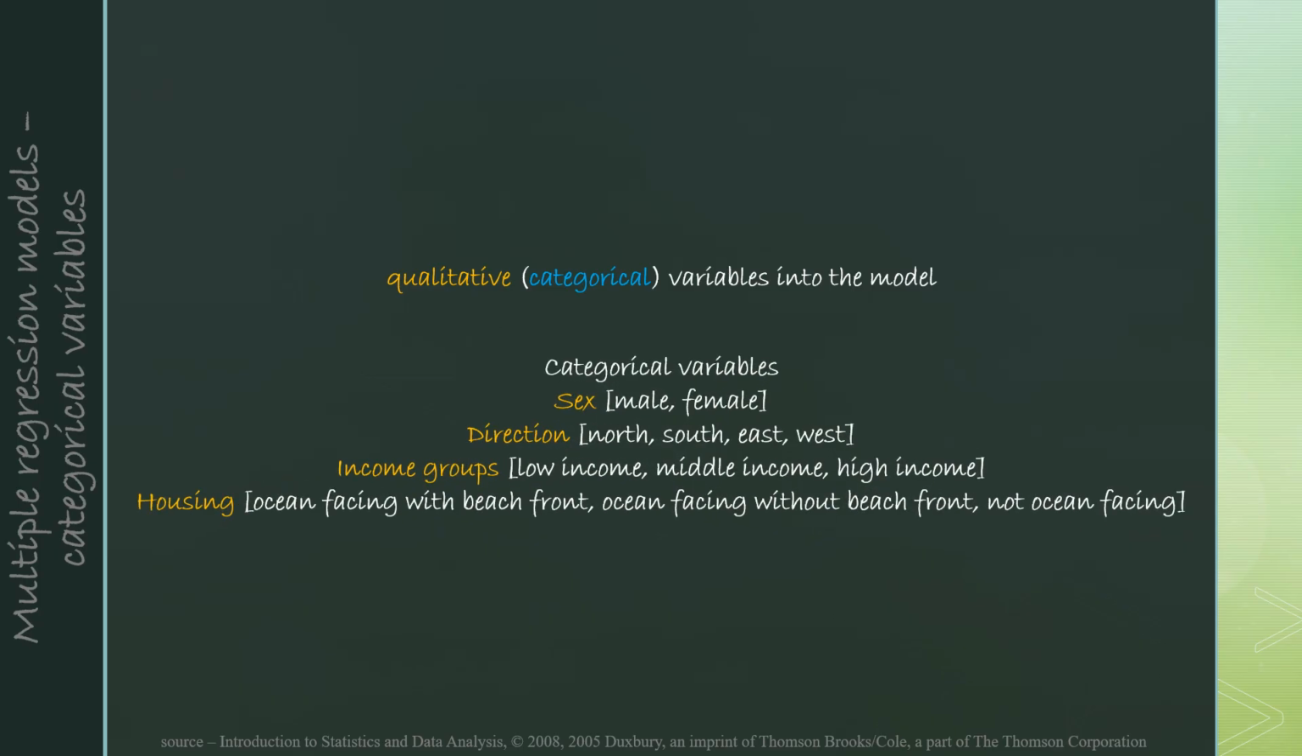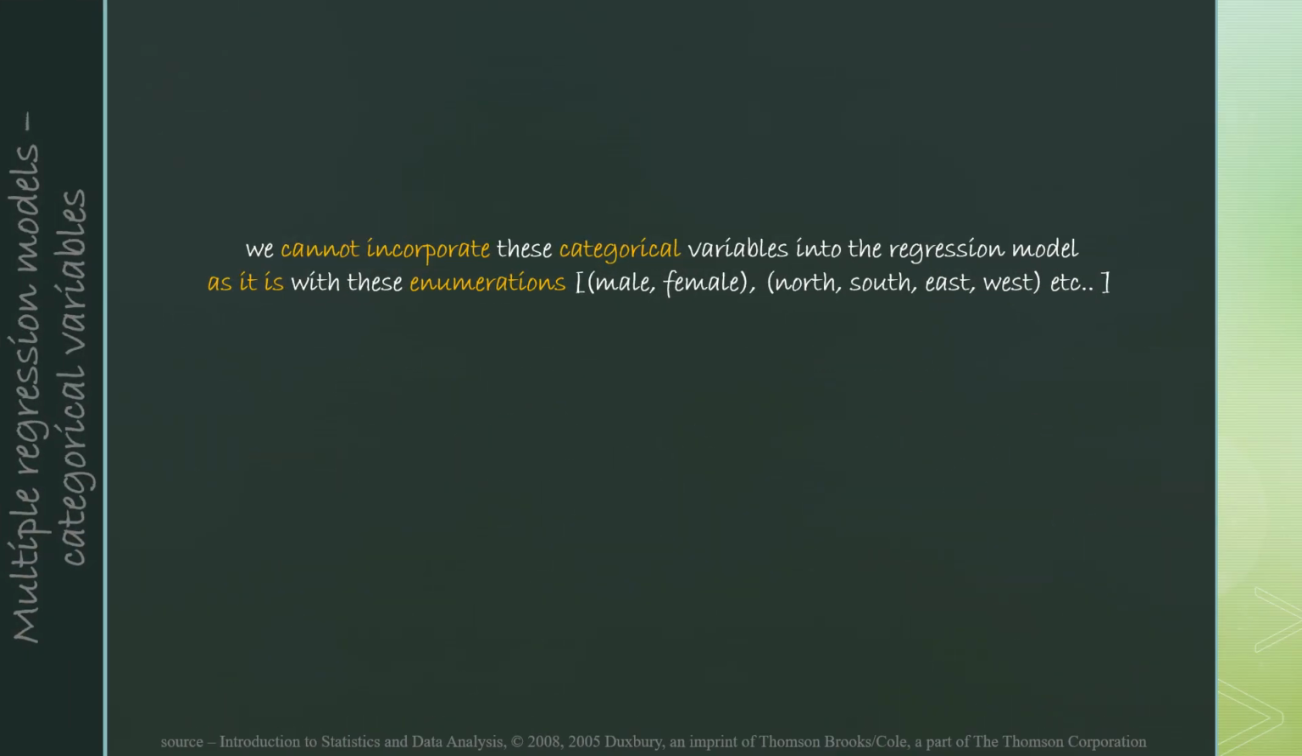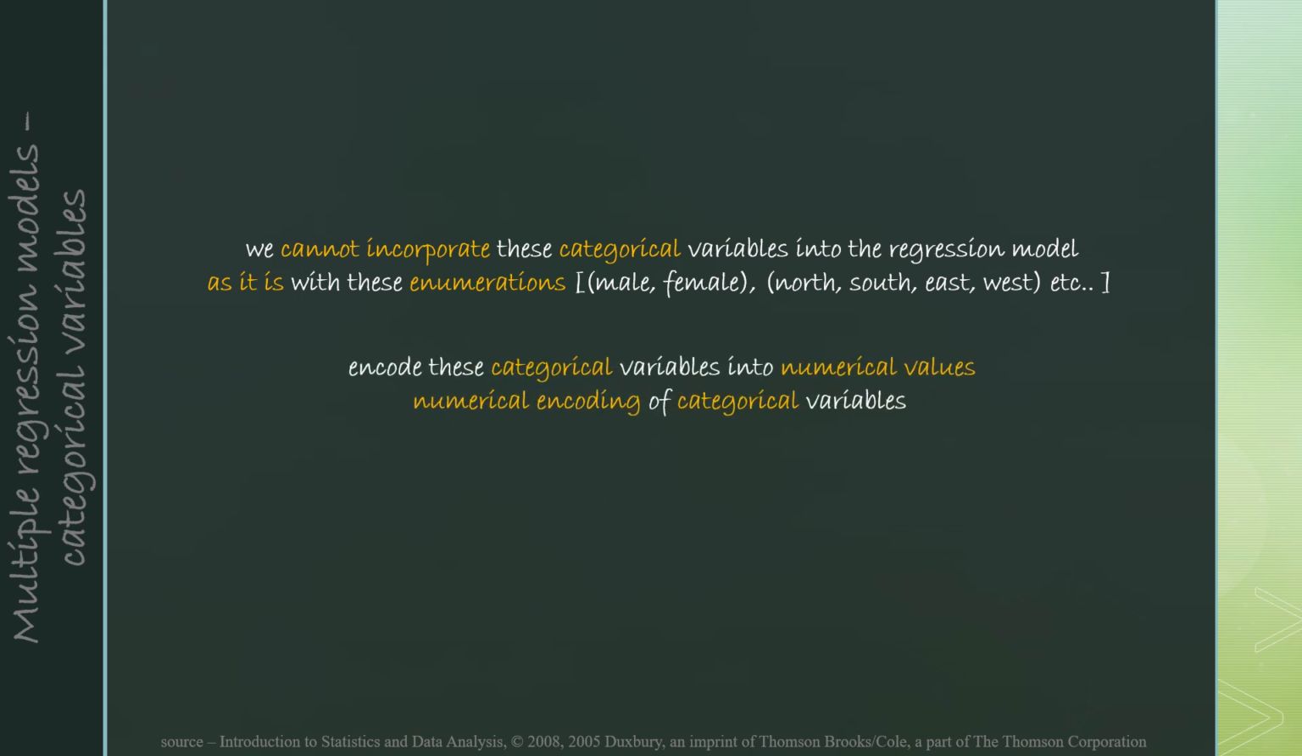Categorical variables, for example, sex, which can be either male or female, direction, which can be north, south, east or west, income groups, which can be low income, middle income or high income, or housing, which can be ocean facing with beachfront, ocean facing without beachfront, and not ocean facing, etc. However, we cannot incorporate these categorical variables into the regression model as it is with these enumerations. We first need to encode these categorical variables into numerical values. We need to carry out numerical encoding of categorical variables.